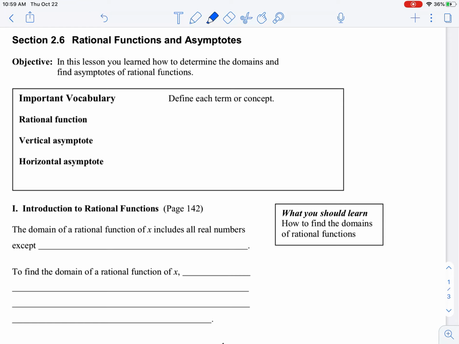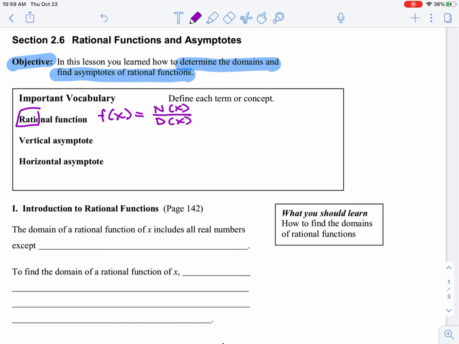So a couple things to get started. In this lesson, our objective is that we're going to learn how to determine the domains and find the asymptotes, both vertical and horizontal, of rational functions. So a rational function basically is a function that looks like this form, where we have some function in the numerator and some function in the denominator. Okay, so rational, remember the root word is ratio or fraction, where it looks like that.